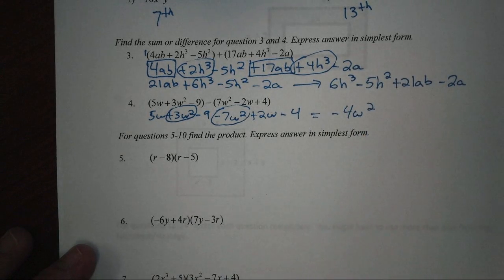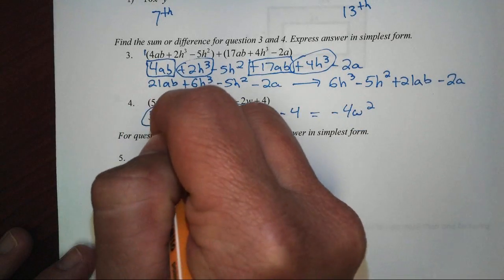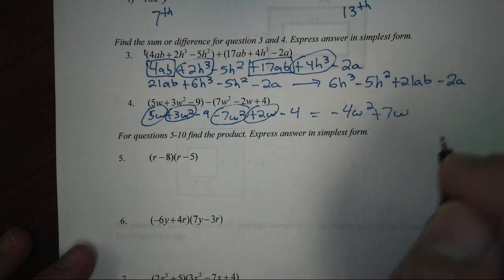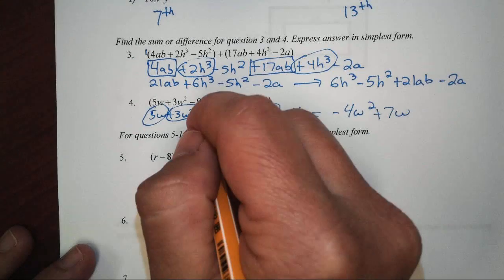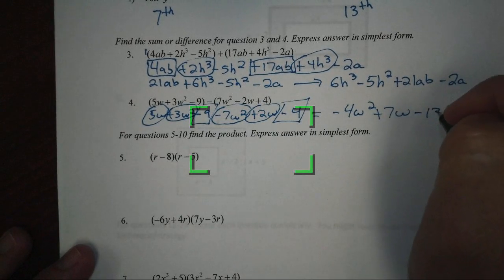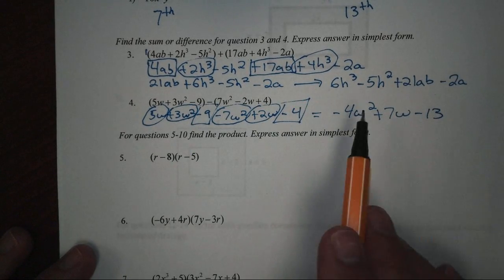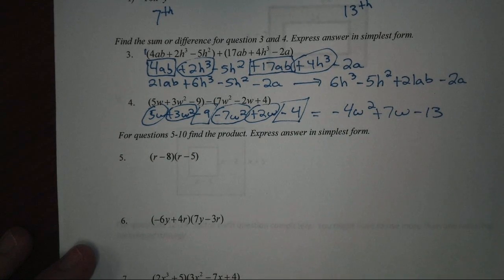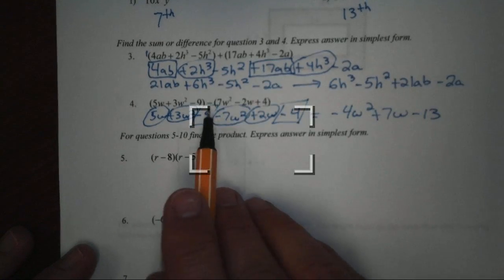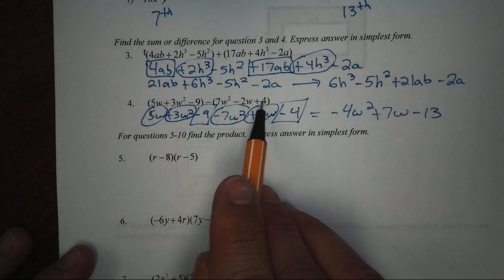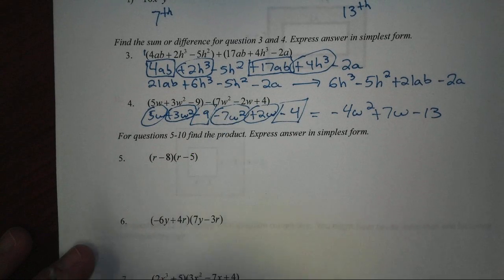Then I look, I got some w's, just regular ones, so 5w and a 2w. So that gives me a plus 7w. And then finally I've got a negative 9 and a negative 4, which make a negative 13. And I'm in the right order because I have a second degree, first degree, and then that's called a 0th degree. So distributing that negative 1 helps me realize that these are actually the opposite of these numbers in here.